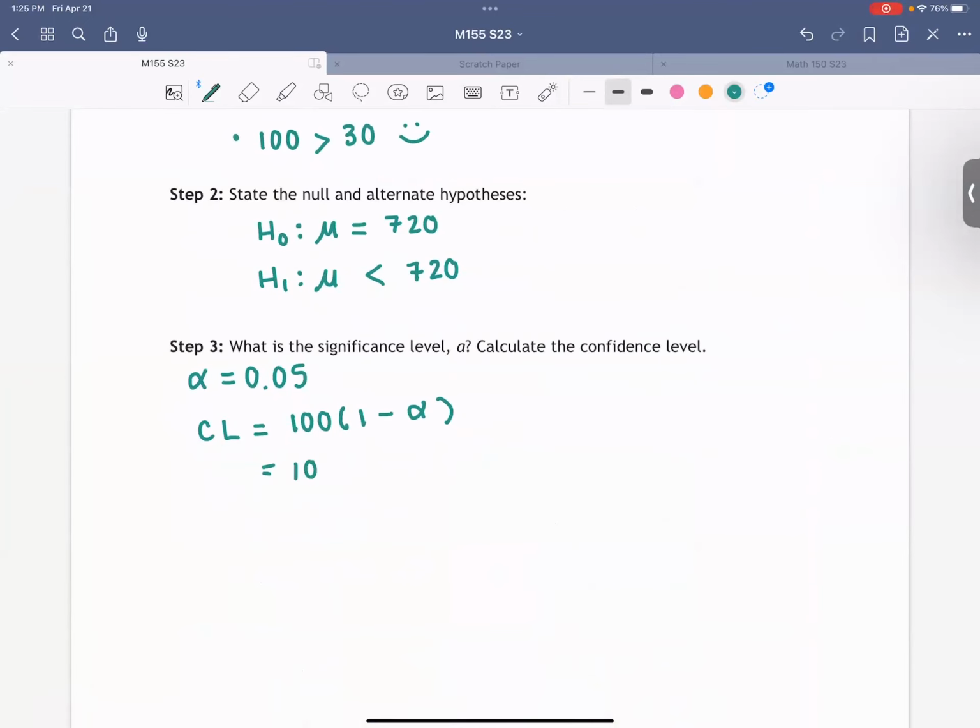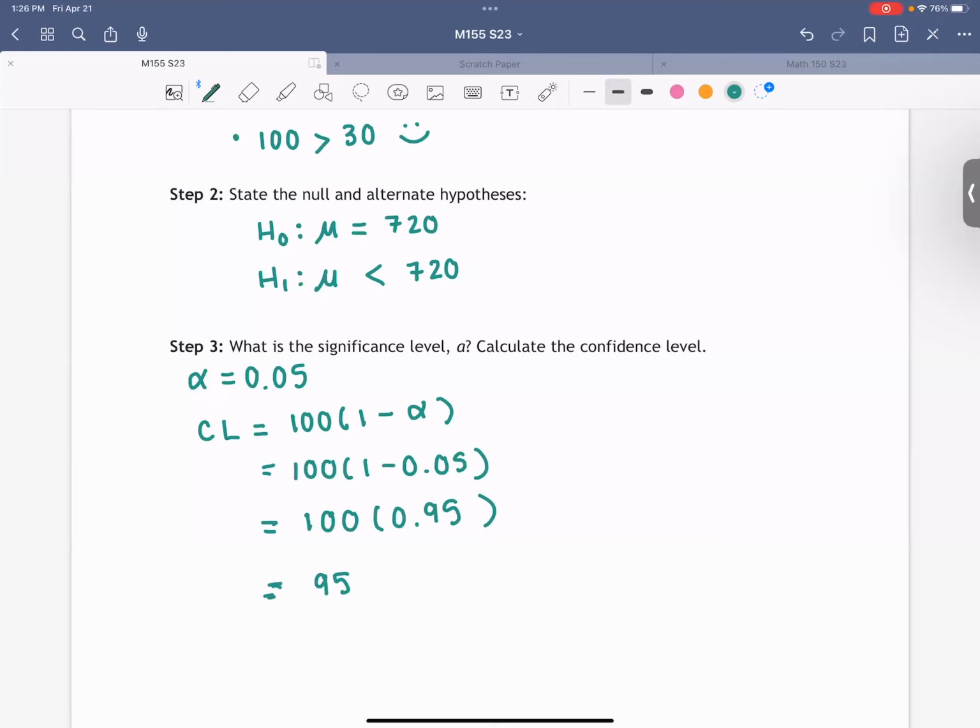Just plugging in 0.05 is alpha. So in my calculator, I'll just subtract 1 minus 0.05 first. I think that's 0.95. I'm not good at math, but at least I can do that in my head. And then when you multiply that by 100, we get 95% as our confidence level. Any questions on what to do here?